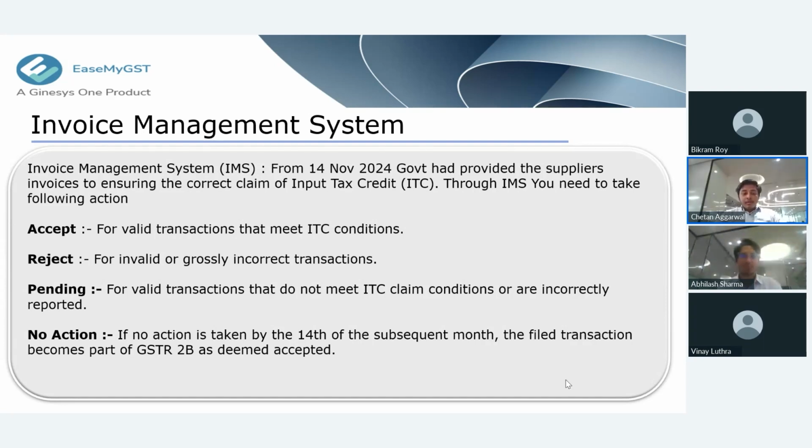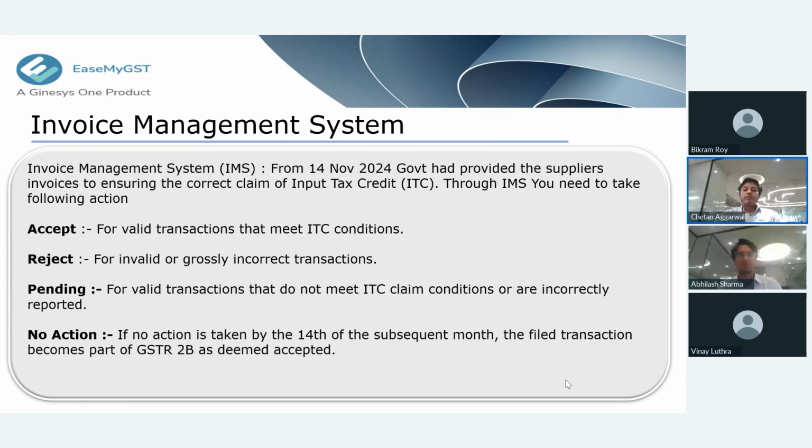And the main thing is, if you take no action for the invoice, then it will be considered as deemed accepted. There are basically three options: accept, reject, pending. These are the three states of action you can take on the IMS. If you do not take any of these three actions, then the invoice will be considered as deemed acceptance. The significant point is that all the invoices which you accept in the IMS go directly into your 2B, and from your 2B they are auto-populated in your 3B for the exact ITC claim. And for now, I would like to tell you one more thing: the invoice management system is not compulsory yet by the government, but in the near future it might become compulsory from the government side.